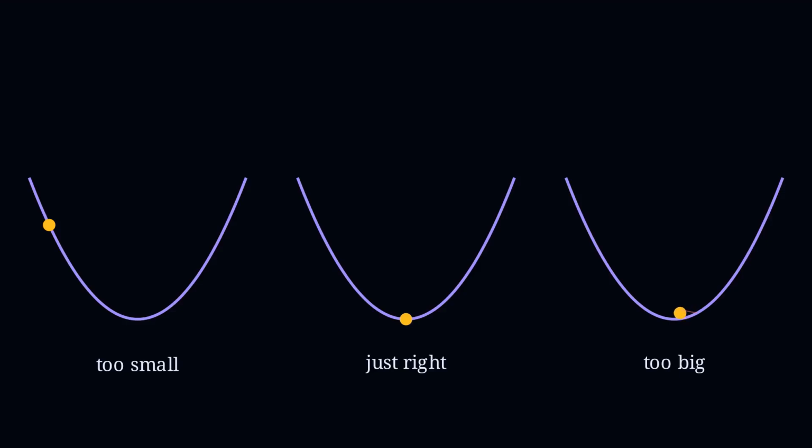And with a learning rate that's too big, disaster. Each step overshoots the bottom, landing higher on the opposite wall than it started. The next step overshoots even harder. The ball bounces up and out, diverging instead of converging.